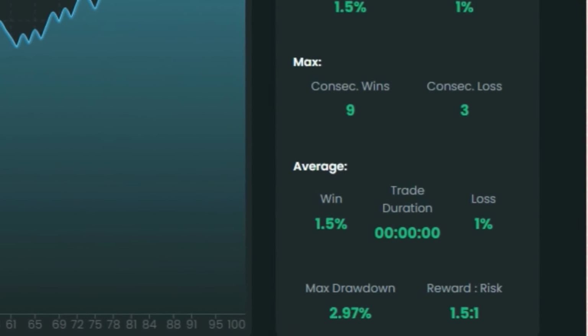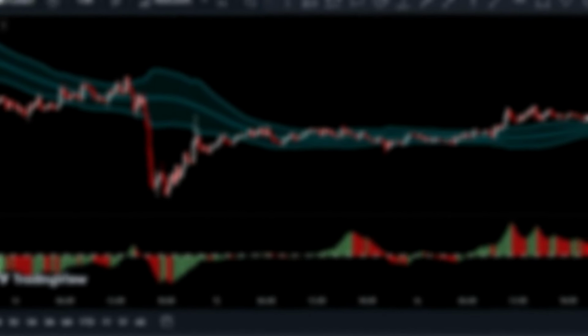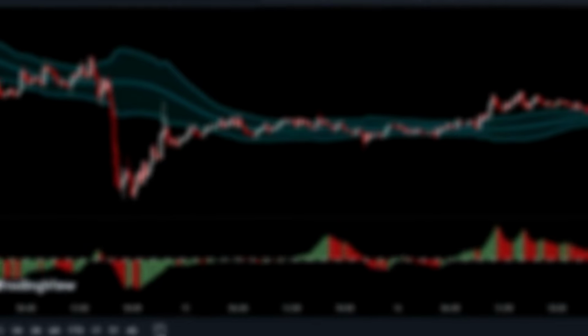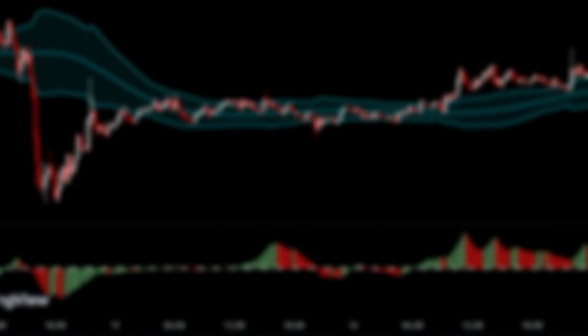To sum it up, our strategy performed remarkably well during the backtesting phase, making it a promising approach for your trading endeavors. Remember, trading always carries risks, but with the right mindset and discipline, you can make the most out of this strategy. Happy trading!